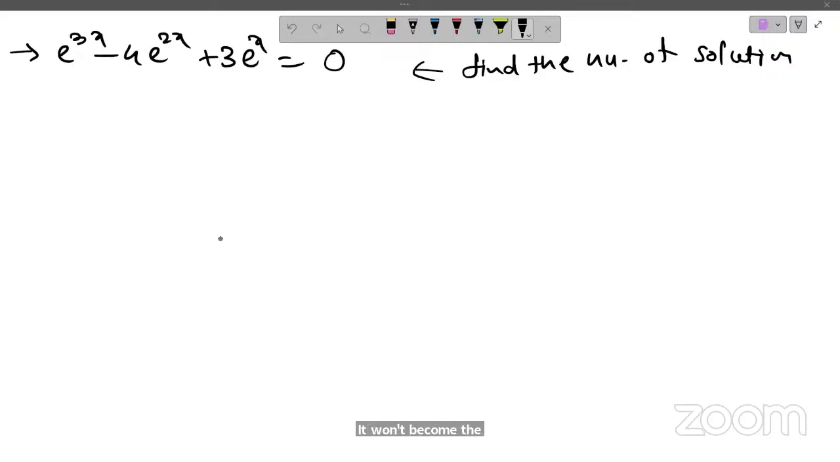Try something. Two solutions. You cannot take log on both sides because on the right hand side we have 0, and log of 0 is not defined. So also, yeah, correct.